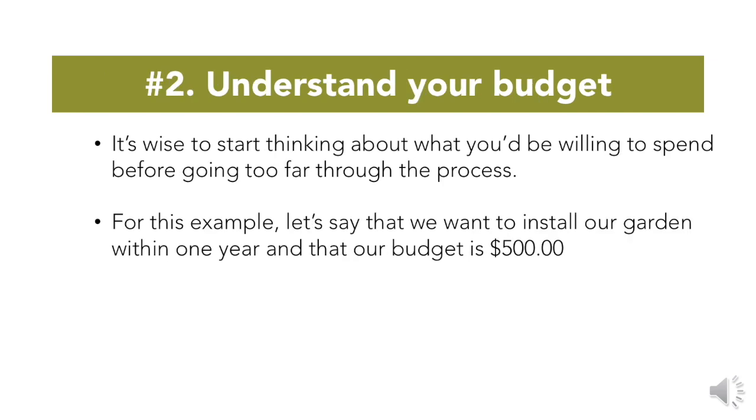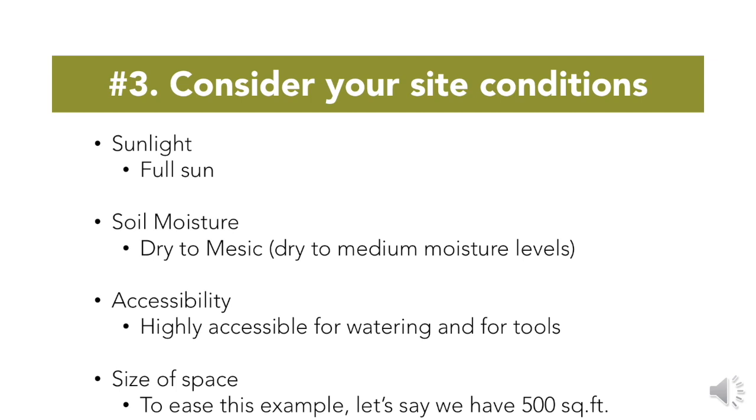Your budget is going to factor into some other decisions you're going to be making soon in terms of the number of plants you're willing to buy, things like that. So let's just say for this example that we're not going to do this garden in phases. We want to plant this entire garden within 1 year, and that our budget is $500. So we've got our goals, we've got our budget.